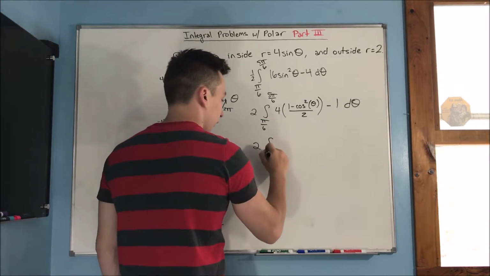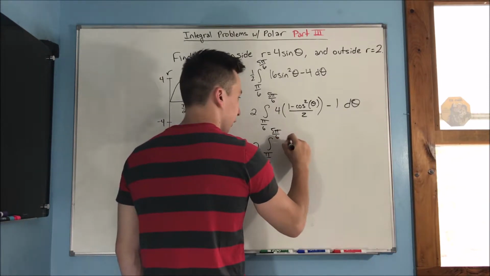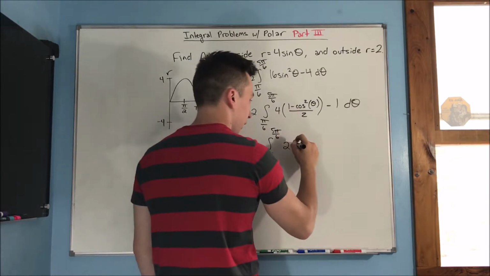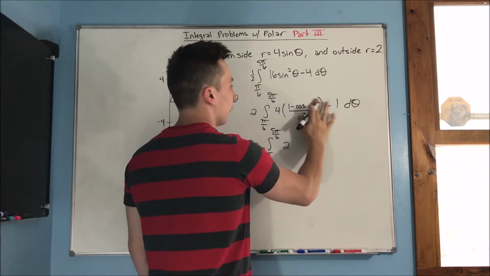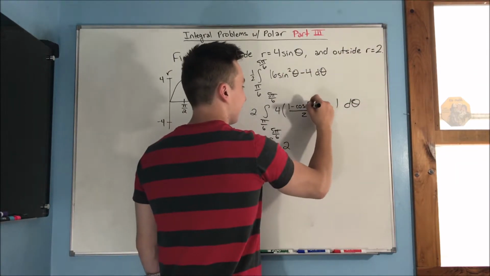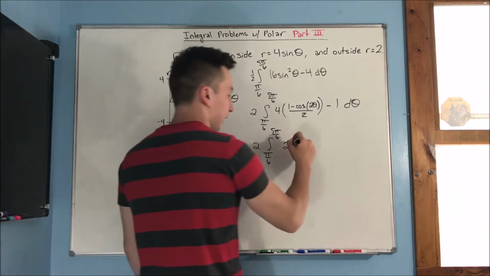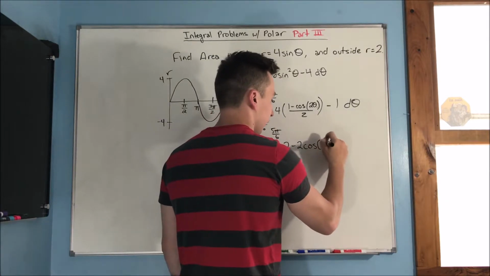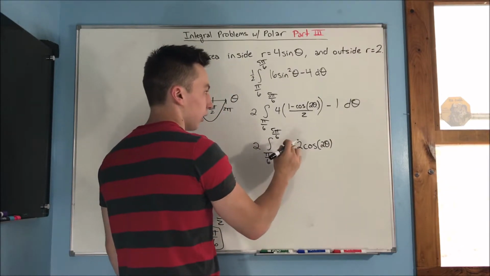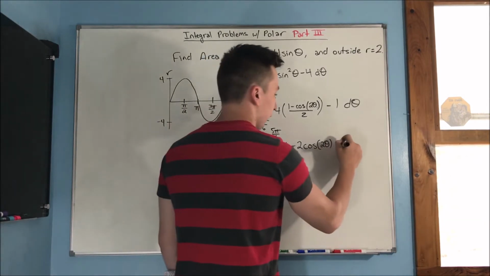We get 2 the integral pi over 6 to 5 pi over 6 of, this is now 2, minus, this will be a 2 cosine of 2 theta, oh, I messed up there. That is going to be 2 cosine of 2 theta, that's what that is. Alright, and this is going to be minus 2 cosine of 2 theta. And we have a minus 1 here. That means this will become a 1 minus 2 cosine of 2 theta. We have our d theta on the end.